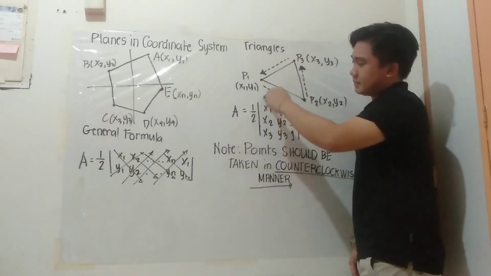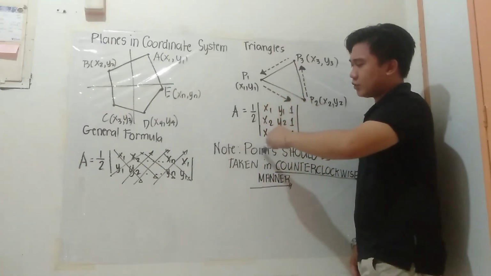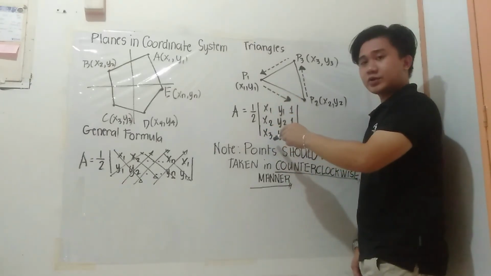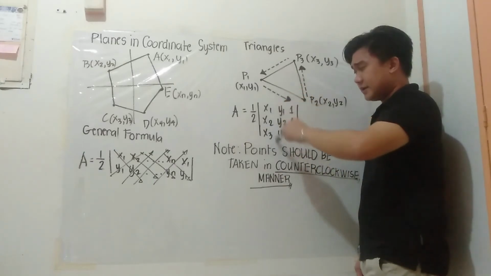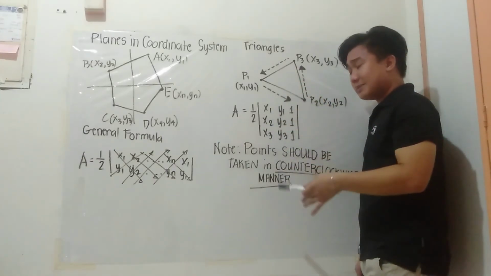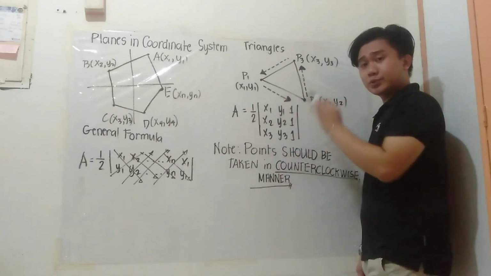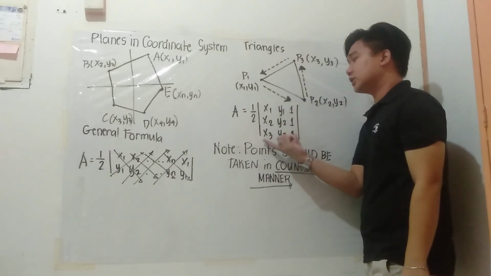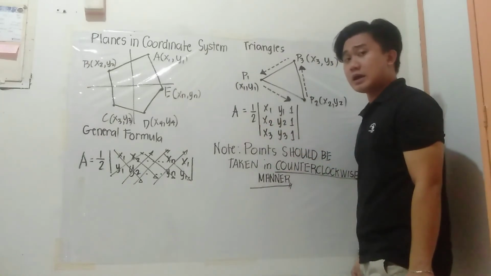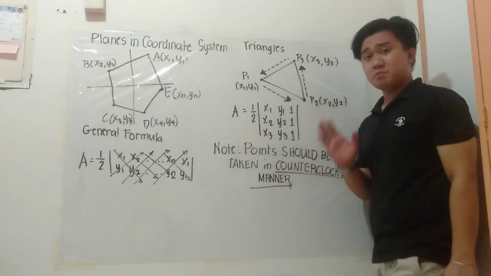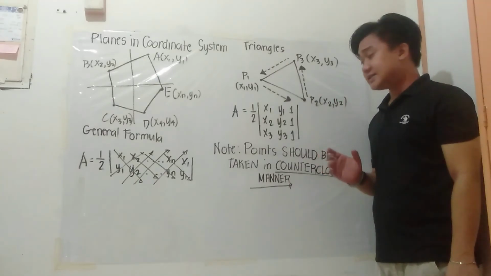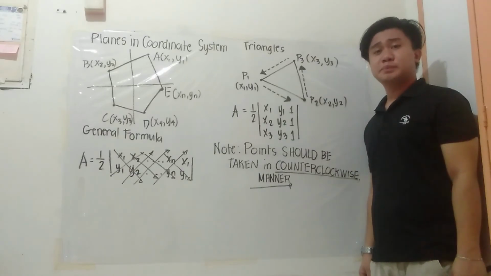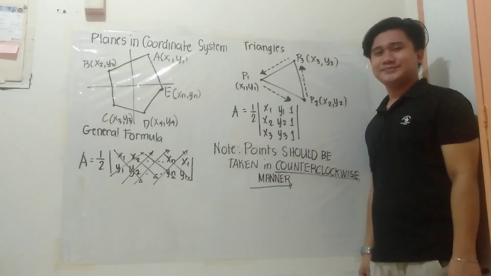Okay? So, dito sa ating first column, ito yung x coordinates, x1, x2, x3. And then sa second column, yun naman yung mga y coordinates. And ano yung laman ng third column? All 1 lang po yun. And pwede na natin gamitin yung calculator natin dito para makuha yung determinant nito and then multiply by 1/2. Okay? Remember, you should be taking the points in a counterclockwise manner. So please copy and we will solve problems after you copy.